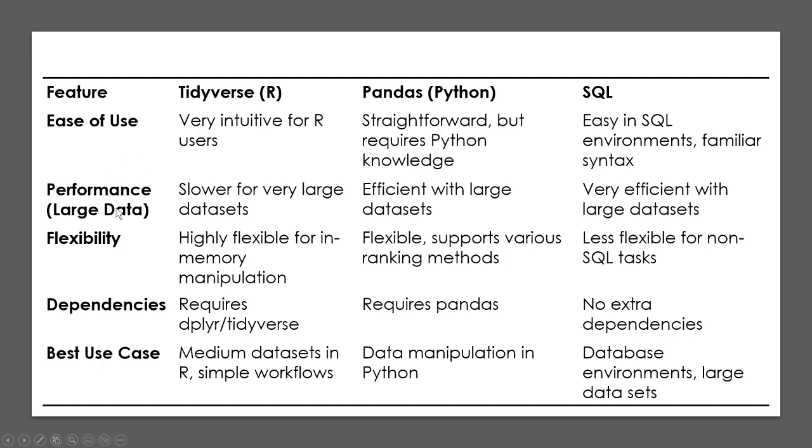Performance. If you have a large data set, R is slower. Pandas, okay, efficient with large data sets. SQL can handle about anything. Flexibility. Tidyverse is highly flexible. Python pandas is flexible, with various methods. SQL is less flexible for non-SQL tasks. So if you're working in a SQL environment, use SQL. If you're trying to go back and forth to these other two, it's less flexible.